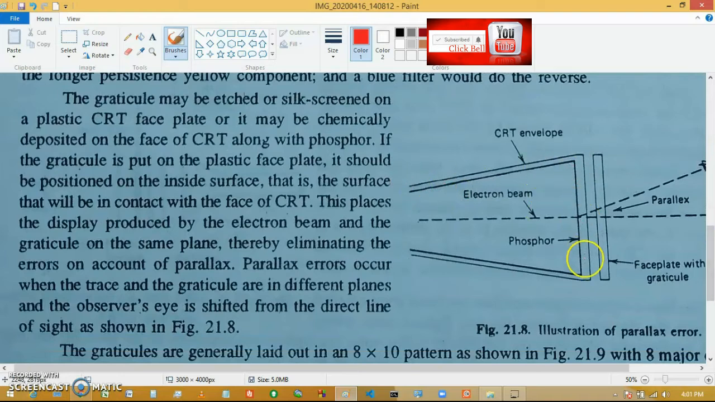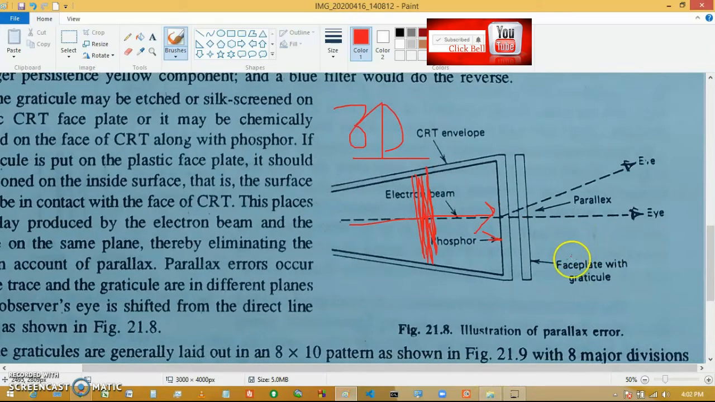So this is the front panel of the CRO or the CRT screen. This is the electron beam, this is the CRT envelope. Phosphorus is coated here on the opposite side of the screen. Aluminum is in the 3D view. You can visualize the 3D view, then you can see that the aluminum is coated here. Here is the phosphorus, the electron beam is striking here, and this is an illustration of the parallax error.